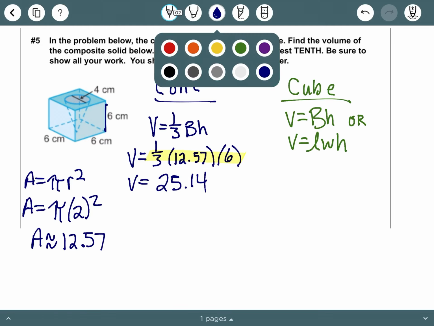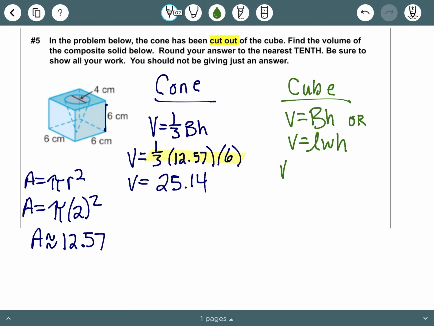Now we want to take a look at our cube. And the cube is nice and easy. You can see that every side length is 6. So 6 wide by 6 long by 6 high. So you can go ahead and put that into your calculator then. And you could do 6 times 6 times 6, or you could do 6 cubed. Either way, it's going to get you the same answer. And you should get 216 when you do that.